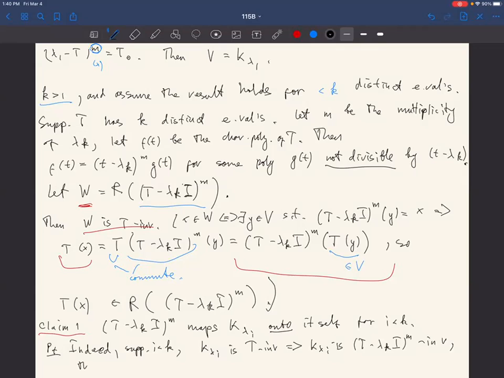So in other words, we get that (T - λ_k I)^m maps K_λi into itself. Note the difference between onto and into. Into means any vector from the subspace is mapped to a vector in the subspace. Onto means that every vector in the subspace can be obtained from some vector in that subspace by applying the operator. So we have that this maps K_λi into itself.